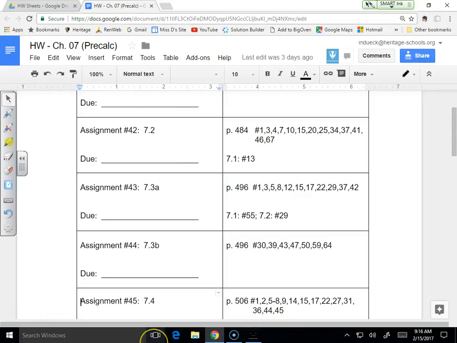If you guys want to write down 7-3A, if you've already done 7-2, let me give you a few moments for that. If you want to write down 7-2, because we've only finished 7-1. We have a few extra minutes today, so let's go ahead and write that down.